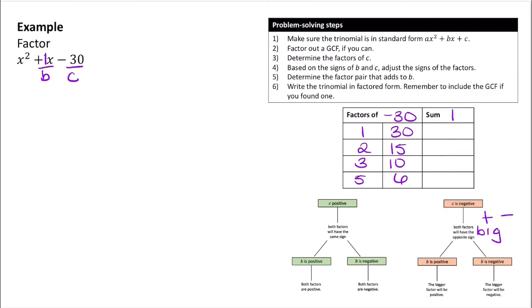So we need to correct this list with the signs. So we're going to go ahead and leave all the bigger factors as positive and make all the smaller factors negative. So now let's go ahead and add up these factors. So we have negative 1 plus 30, which is 29, negative 2 plus 15, which is 13, negative 3 plus 10 is 7, negative 5 plus 6 is 1, so that's going to be the correct pair. So we can write this in factored form as x minus 5 times x plus 6.